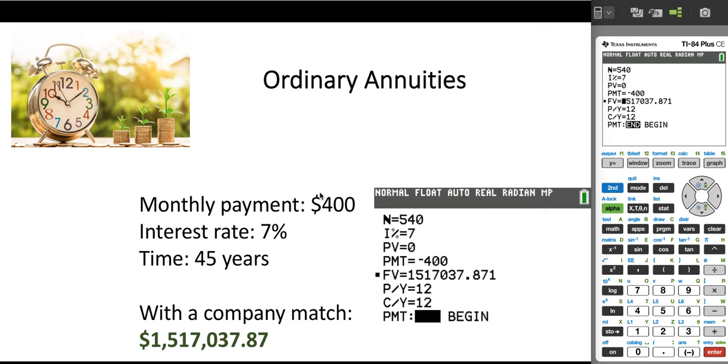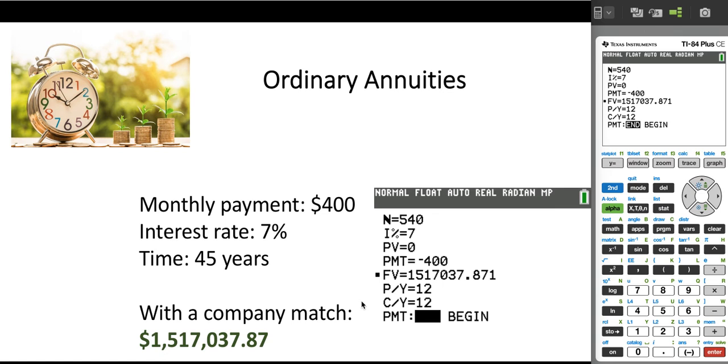I went back in and changed this. This isn't a monthly payment of $200. This is $400 because the company is matching your investment. And look how much money you have saved. $1.5 million. If there's one thing I hope you learn from this class, it's how much money you could have if you start saving early in your life.